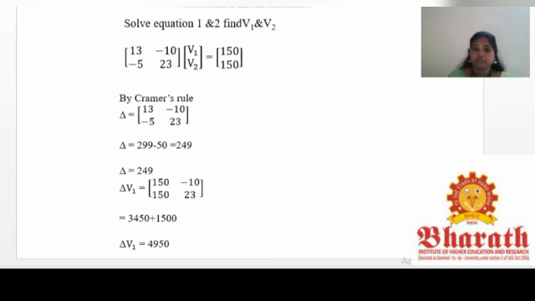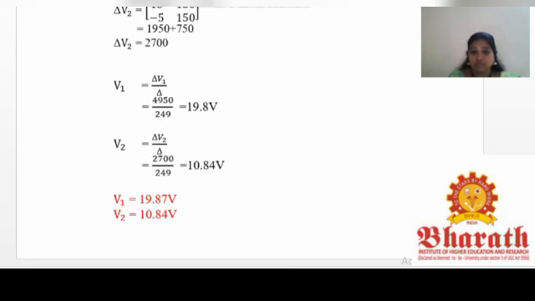Same way, now we have to find the value of del V1. For finding del V1, in the coefficient matrix you have to replace column 1 with the column matrix, that is 150 and 150. So del V1 will become 150 and 150 minus 10 divided by minus 10 and 23. So this is our del V1. Now we have to find the determinant for this del V1. You will be getting the value of del V1 as 4950.